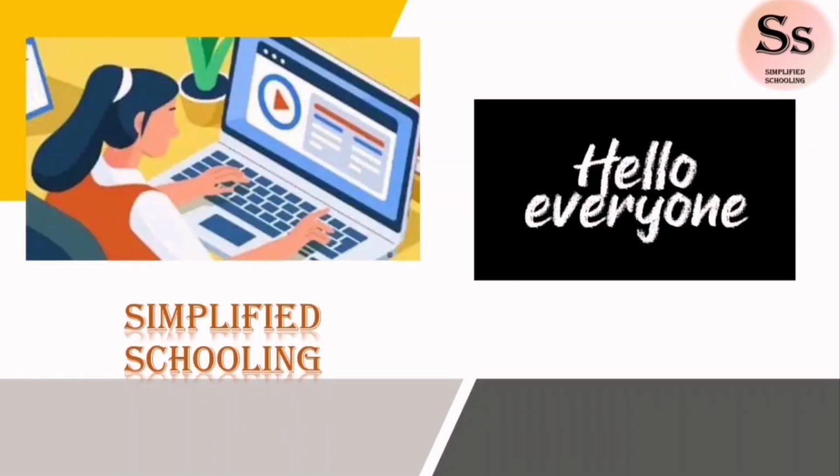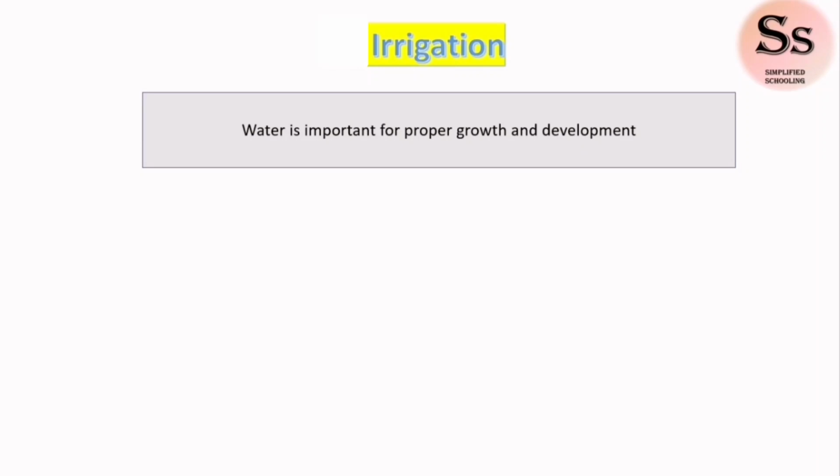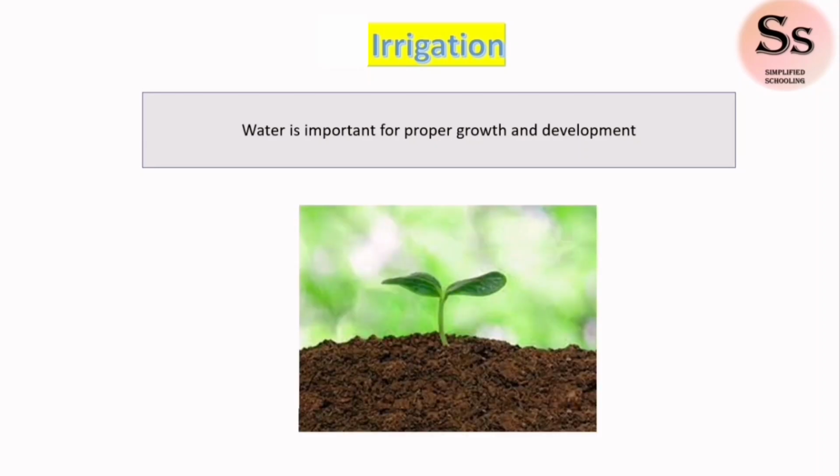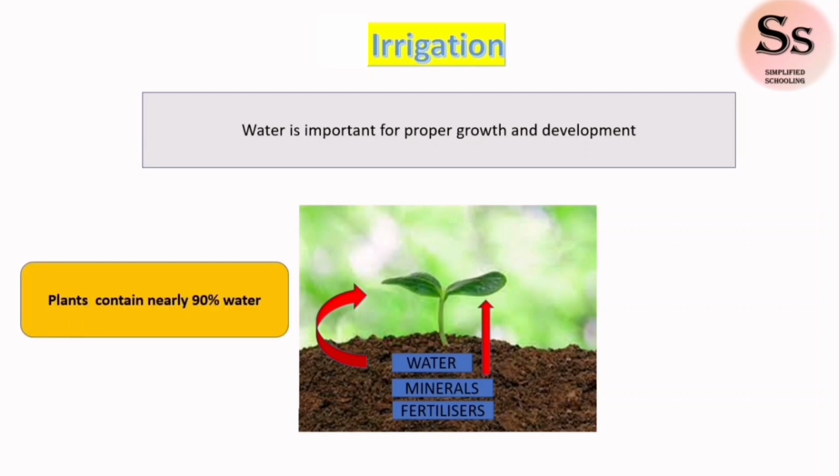In today's video, let's have a look at irrigation. All living beings need water to live, because water is important for proper growth and development. The water is absorbed by the plant roots, and along with water, minerals and fertilizers are also absorbed by the plants. Also, plants contain nearly 90% water.